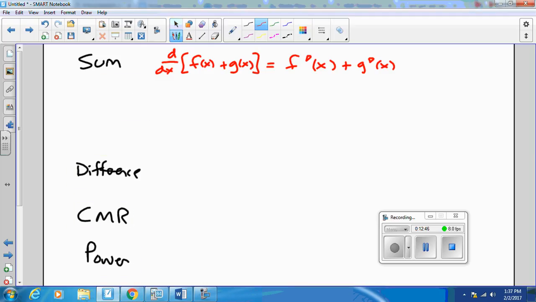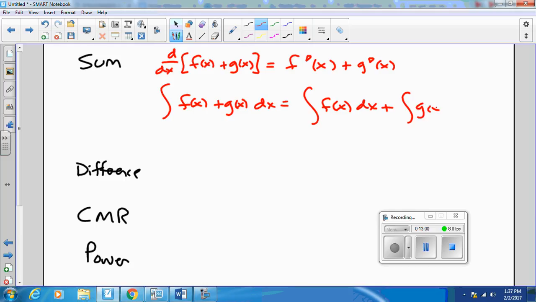Because the derivative of a sum is the sum of derivatives, therefore, the antiderivative of a sum must also be the sum of antiderivatives. Now, students will sometimes get confused when they look at this. The f and the g right here are not the same as the f and the g right here. They are just any 2 functions, right? So the derivative of the sum of any 2 functions is the sum of the derivatives. Therefore, the antiderivative of the sum is equal to the sum of the 2 antiderivatives.